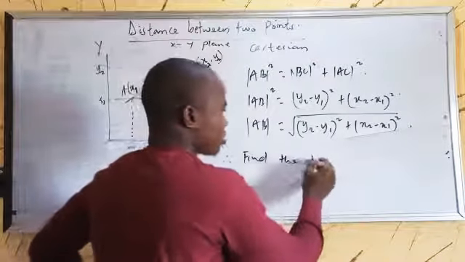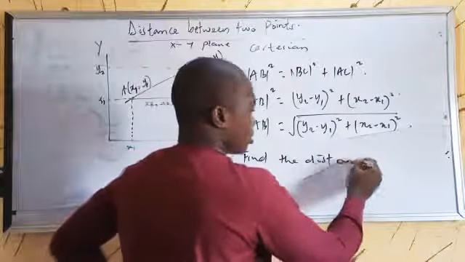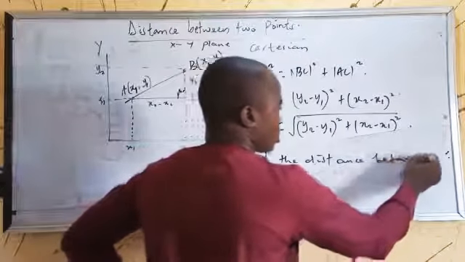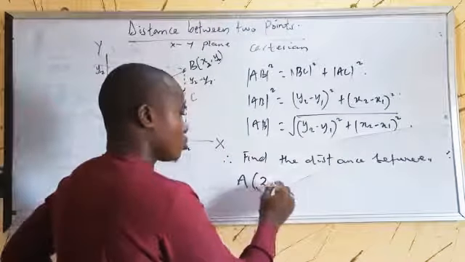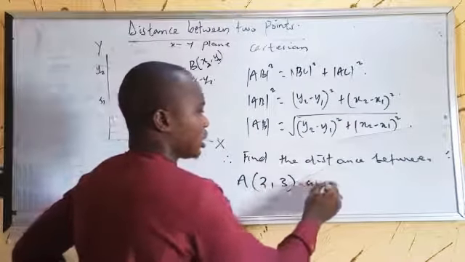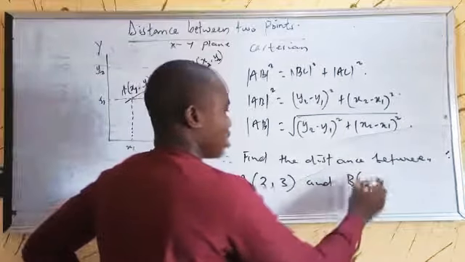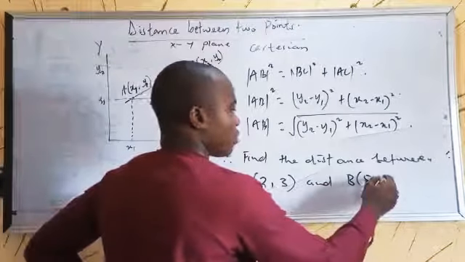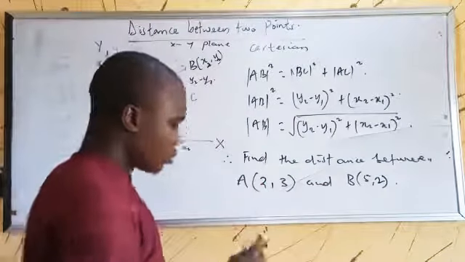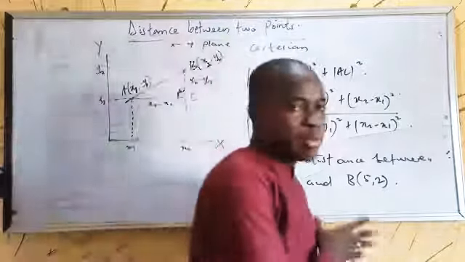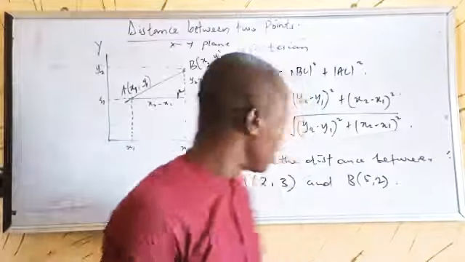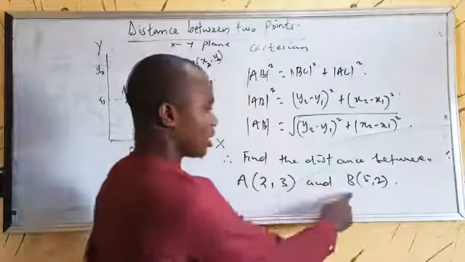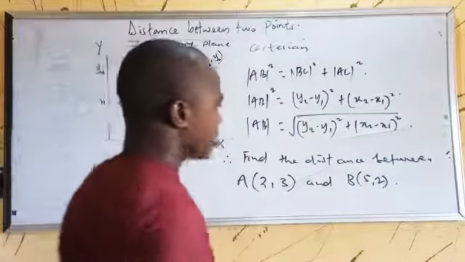the distance between A (2, 3) and B (5, 2). Can you see that? So now from here, these are the points we want to look for their distance. Understand? We want to find the distance from here to here on our Cartesian plane. Are you getting it?